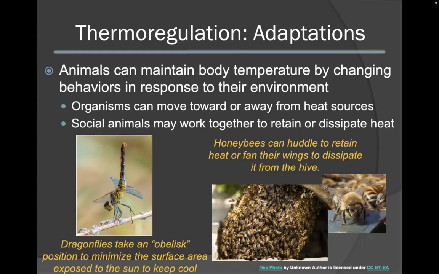Social animals, such as the honeybee, can huddle to retain heat, or they can repeatedly fan their wings to dissipate heat out from the hive, thus maintaining optimal conditions for their larvae to develop.